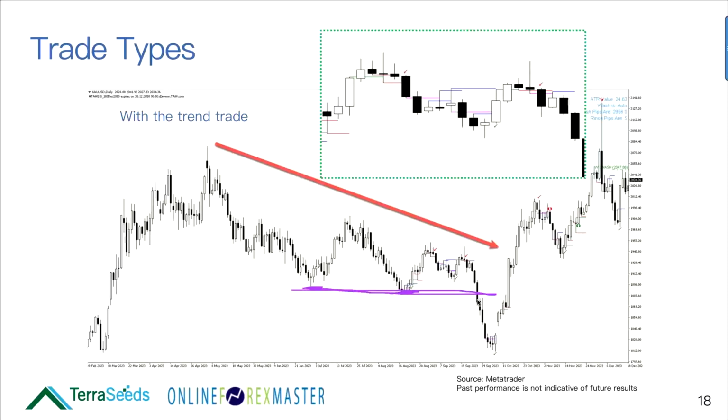Okay, so the first type is something which I think people always say: you trade with the trend. Okay, all right, and we go level by level. So that answers the first question.